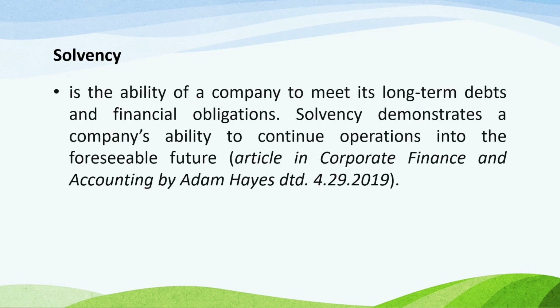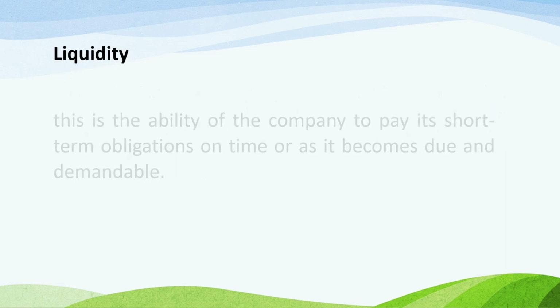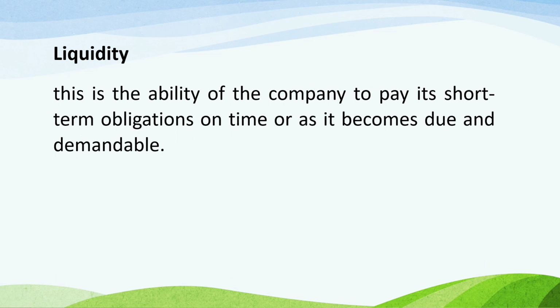Solvency. Solvency is the ability of a company to meet its long-term debts and financial obligations. Solvency demonstrates a company's ability to continue operations into the foreseeable future. Whereas liquidity is the ability of the company to pay for its short-term obligations on time or as they become due and demandable.